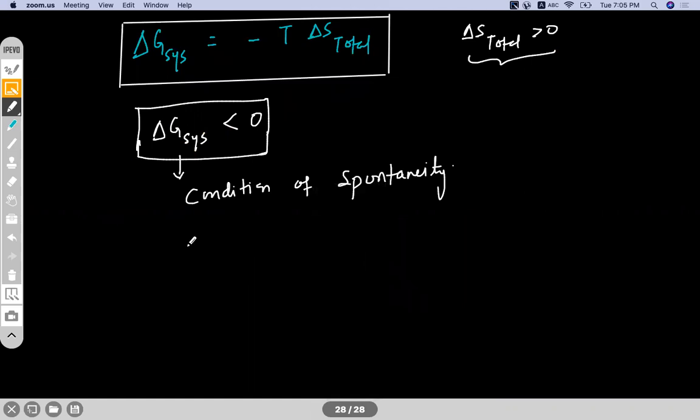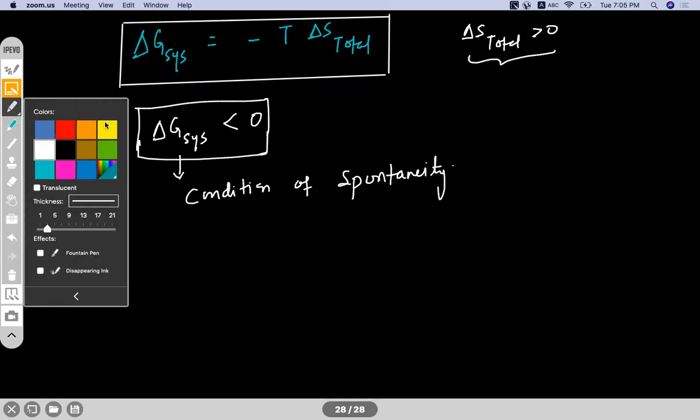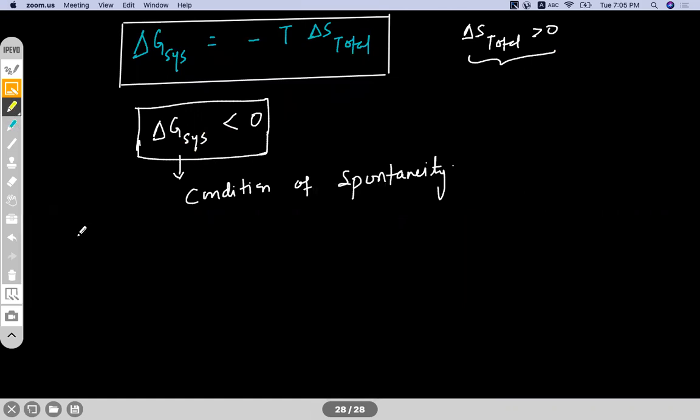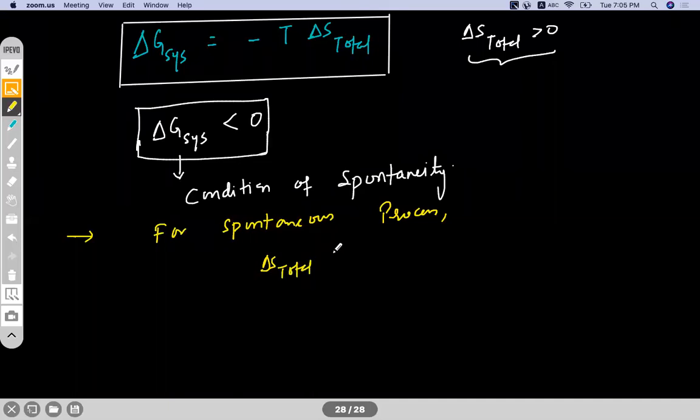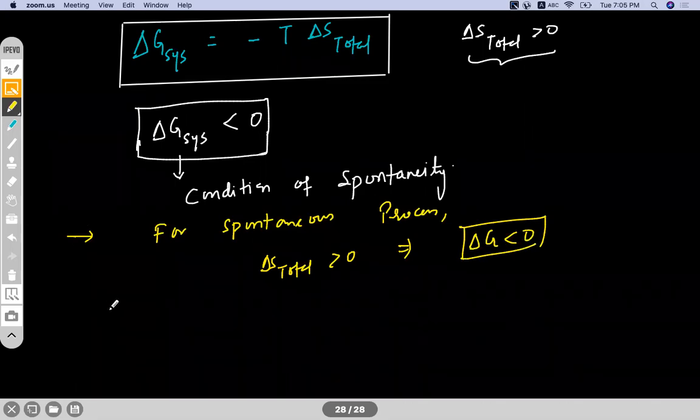So this is the condition we have. From where did we get this condition? We know this fact that for a spontaneous process, delta S total is greater than zero, which leads to delta G less than zero of the system, right? For a non-spontaneous process, it is opposite.